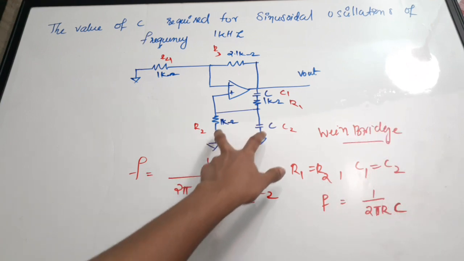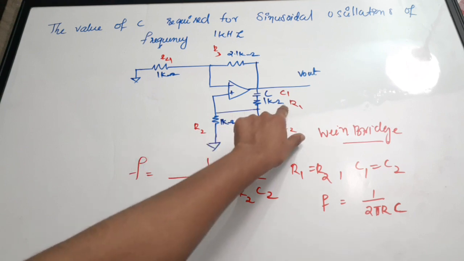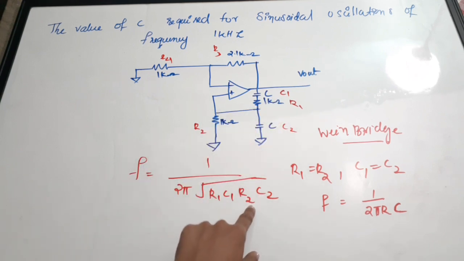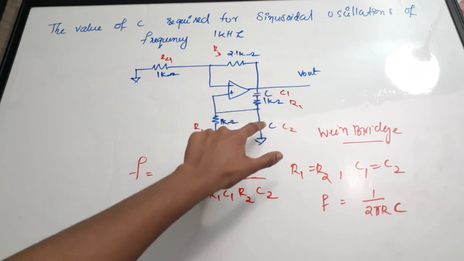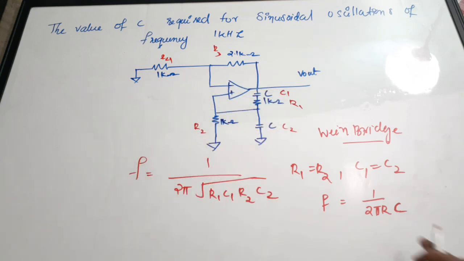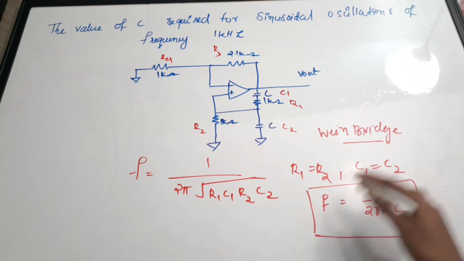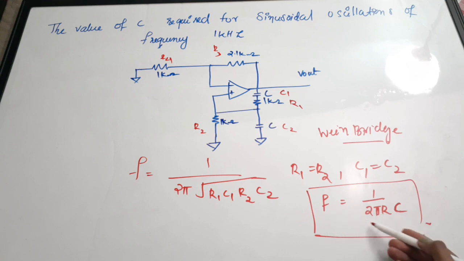In this equation, you have to substitute the given values. In the question's figure, you can see that R2 is 1K and R1 is 1K, so R1 is equal to R2. Both the capacitors are also denoted as C, so they are identical. This is our equation, and we have to put the values for F, R, and also 2 pi. Then we'll be getting our C. Okay, so I'm going to do it.